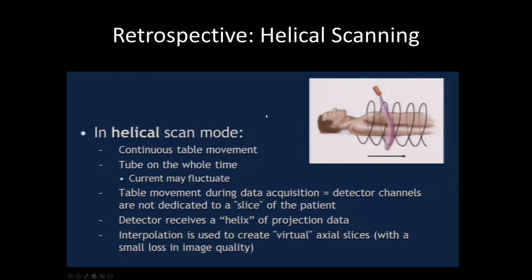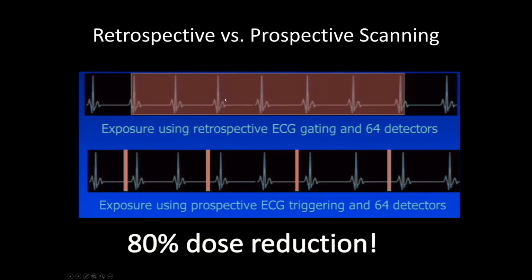So you're taking all this data, and if you take an R to R cycle, do you have that in there? Yeah, I have it on this one. Okay, so if you take an R to R cycle right here, you're going to collect data from the very beginning all the way to the end. And that's the difference between retrospective and prospective. In prospective, you're only capturing data at one point in the cardiac cycle.